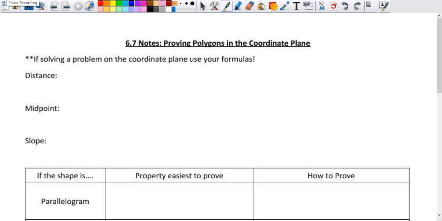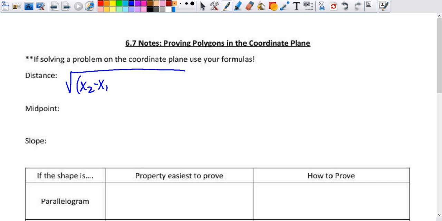Going to go ahead and start 6-7, which is where we're going to prove that some kind of figure is a certain quadrilateral, but on a coordinate plane. So if we're on a coordinate plane, we need to use our distance, midpoint, and slope formulas. So let's go ahead and write out those formulas just as a little refresher.